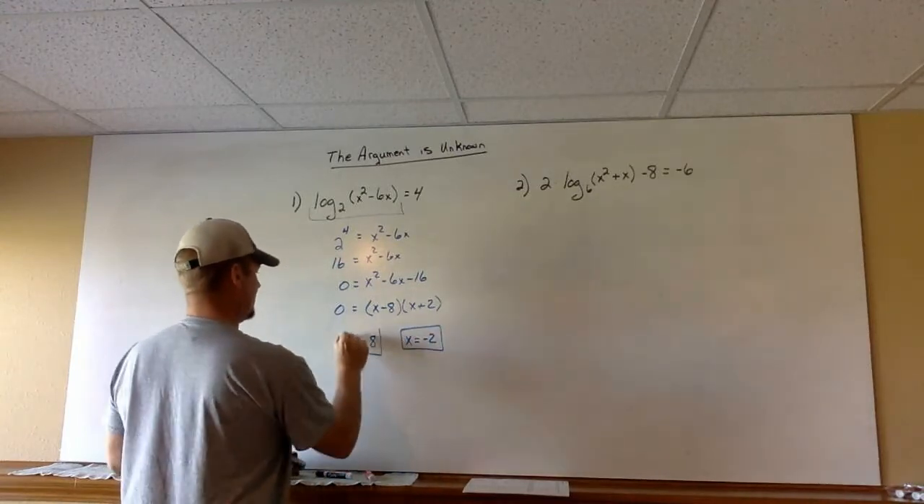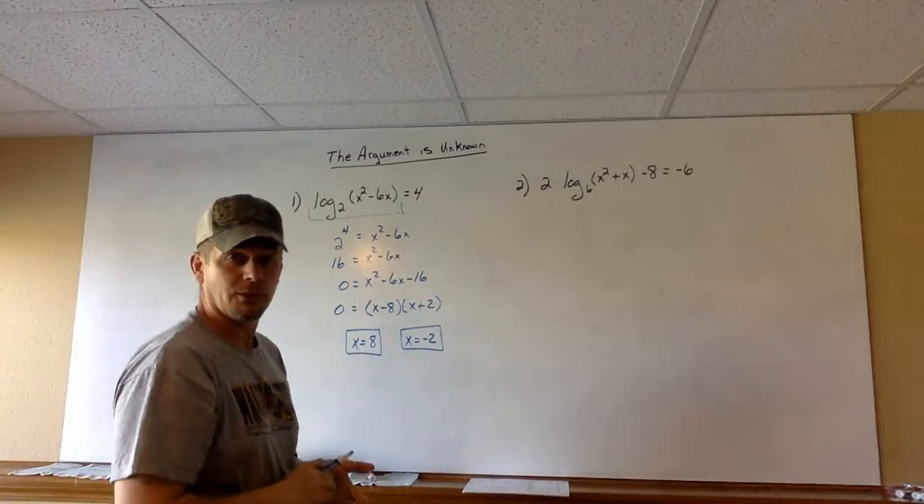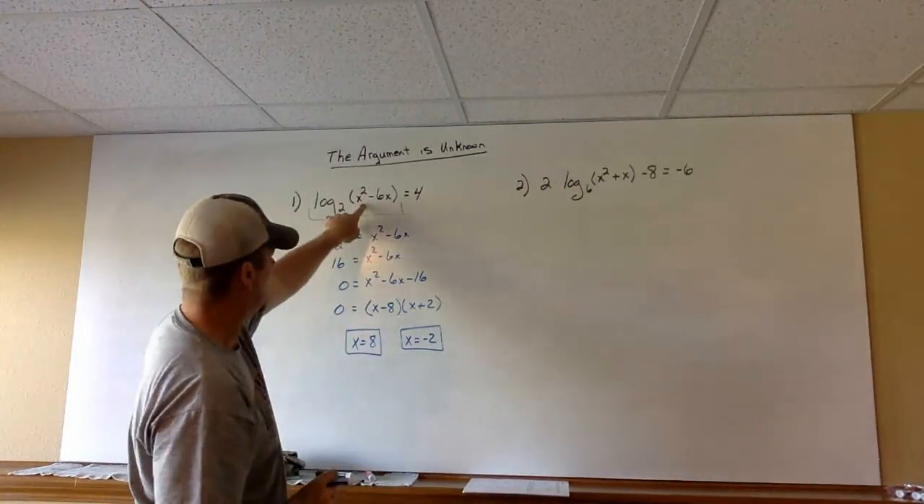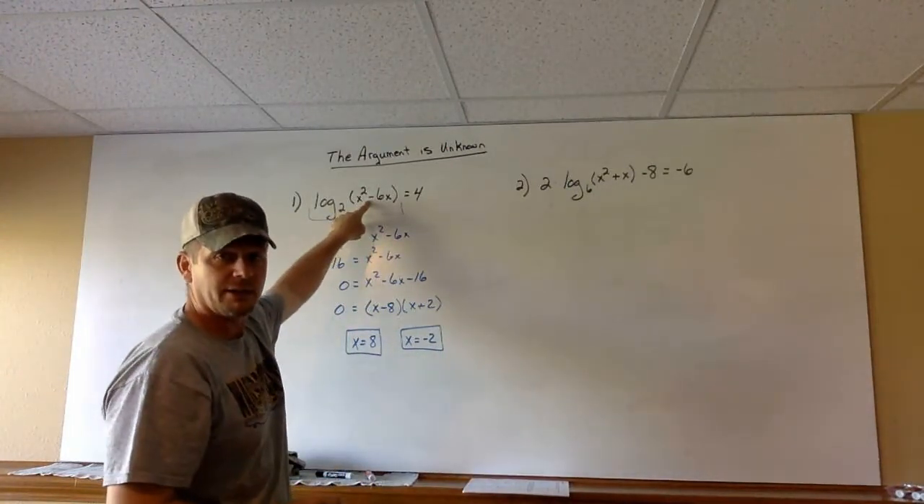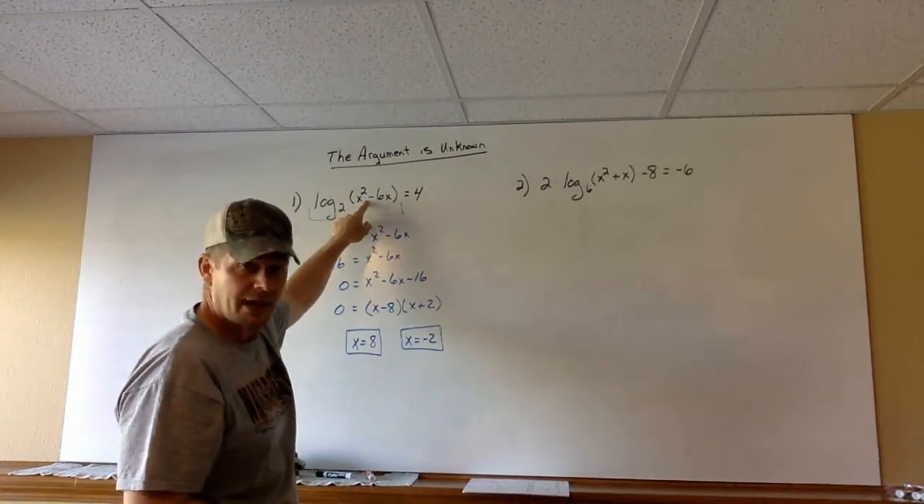Okay? So it is possible that you can get more than one solution. It just depends on the degree of the argument in here. If that were cubic, you could have 3.